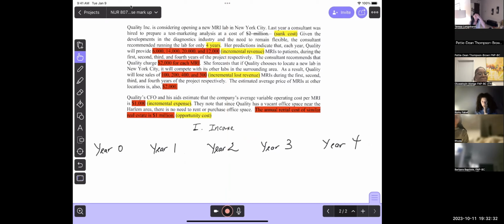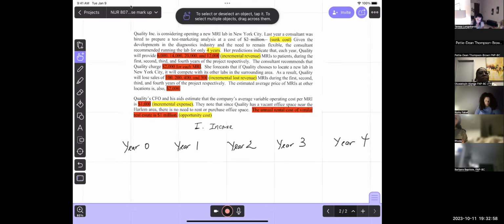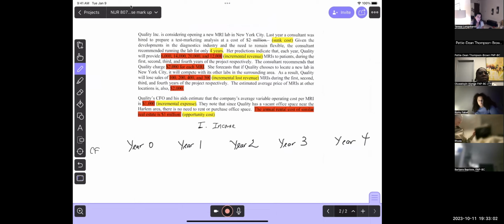All right, so we begin with the first part, the revenues from ticket sales. So where's that going to go here? I'm going to put a heading and call it cash flows, CFs from ticket sales. Not ticket sales, sorry, from services. So cash flows from MRI services.